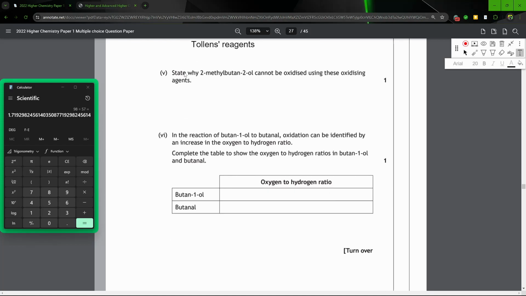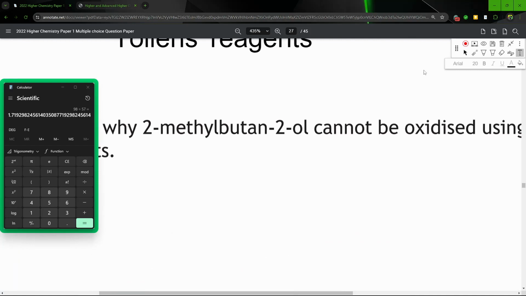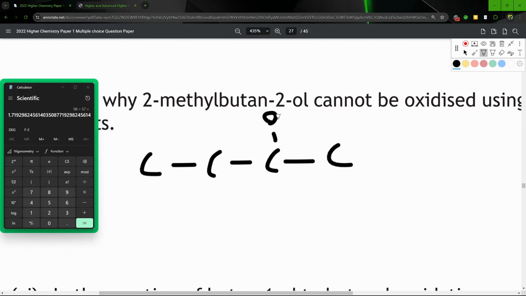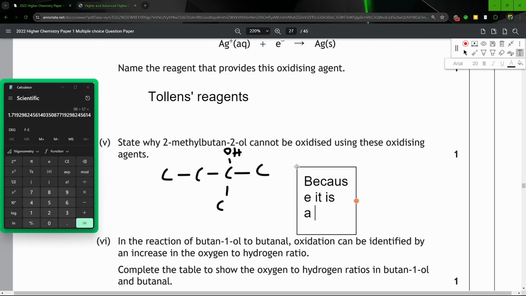State why 2-methylbutan-2-ol cannot be oxidized using these oxidizing agents. Well, that's because if you look at this closely, I'm going to draw out a small structural formula. We have the base of butanol, but the OH group is bonded onto this carbon here, and the methyl group is bonded here, which means we can't actually oxidize this, because doing so would have to break this chain here to get a double bond for the oxygen, because carbon can only bond 4 times. So the way we state this in words is because it is a tertiary alcohol.